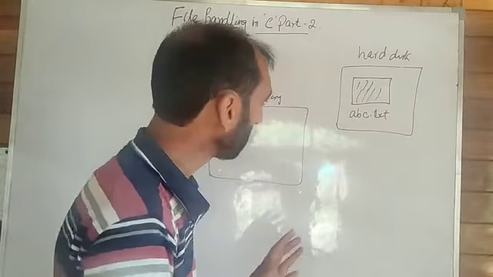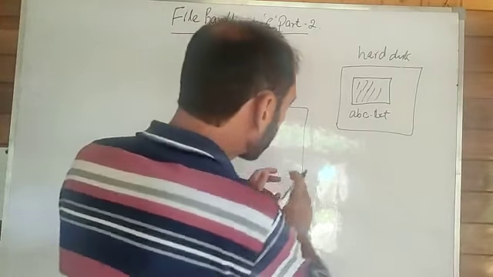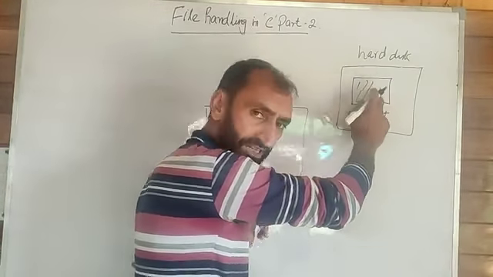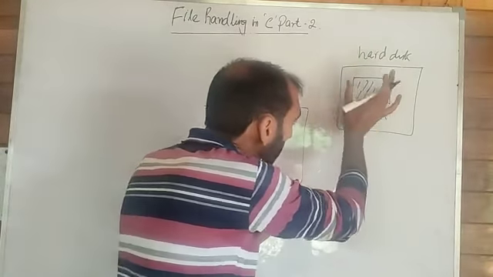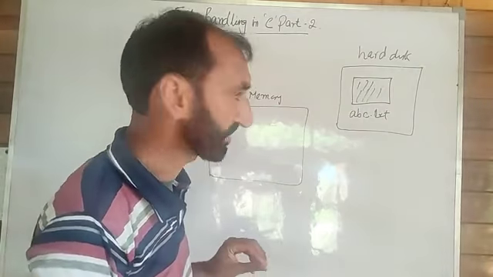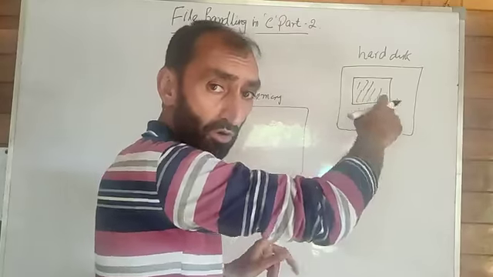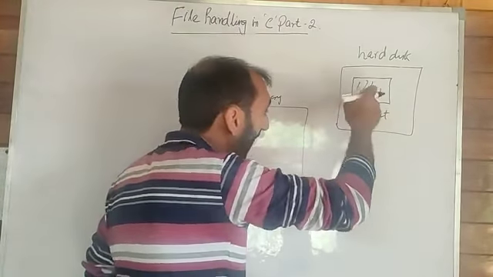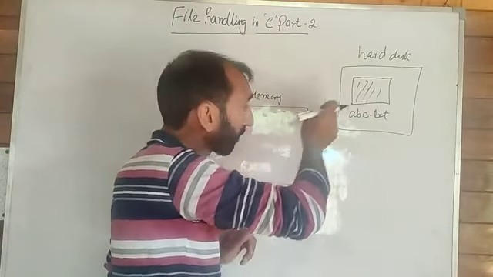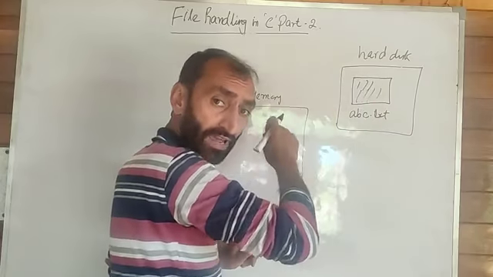If I want to perform some operations on this abc.txt, how can I perform them? I cannot access abc.txt directly. I cannot perform an operation directly on the hard disk. So what do we have to do? First of all, we have to load this file into the main memory. That means a copy of this file is going to be loaded into the main memory.